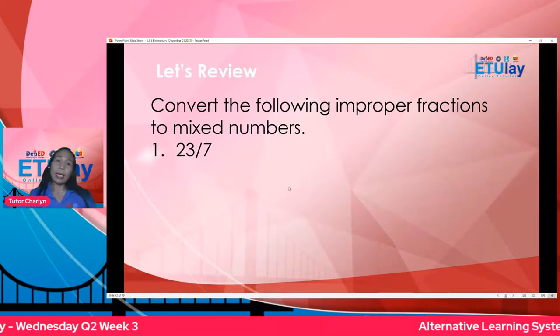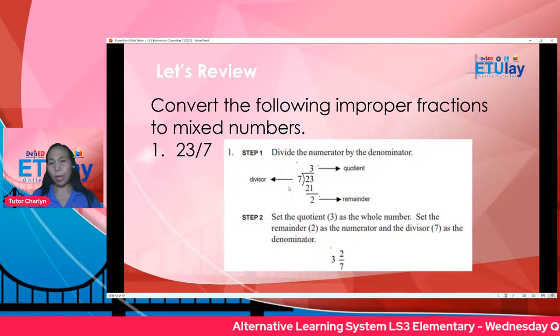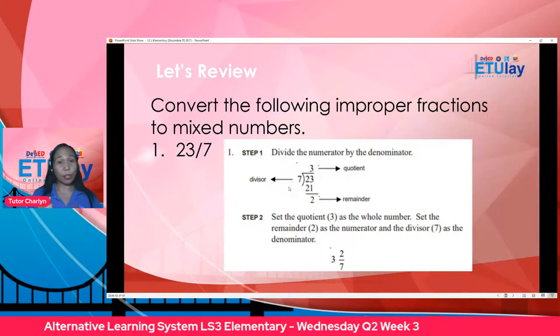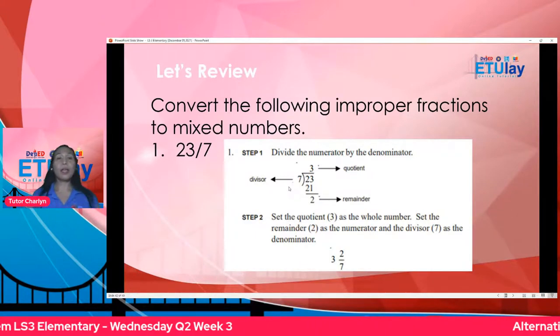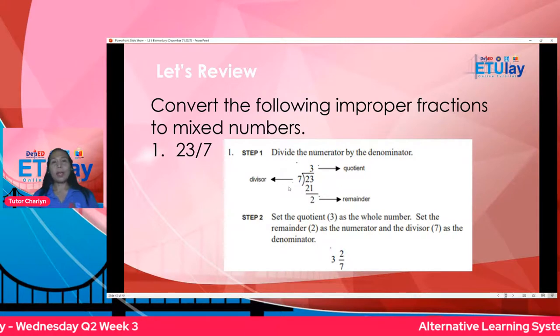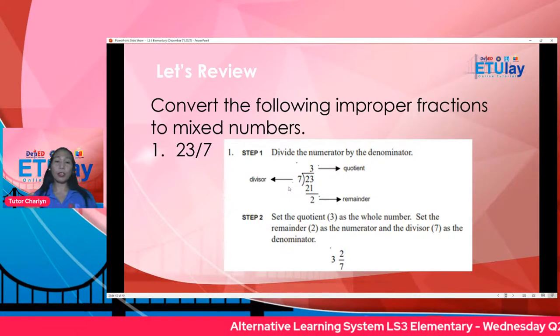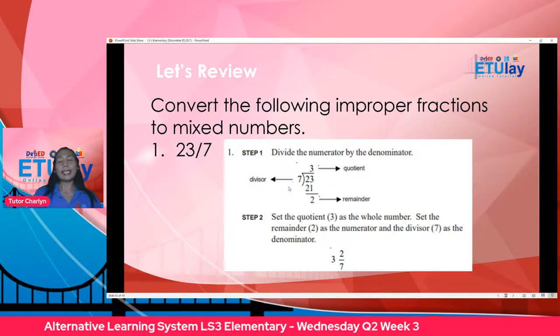So, to have that, okay, divide. Tama sila, 3. 3 na 7 ang makukuha sa 23. Then, multiply, we got 21. Then, subtract, we got 2. Then, our new mixed number, we have 3, which is our quotient. Our remainder, 2, is our numerator, and 7, which is the divisor, is our denominator.